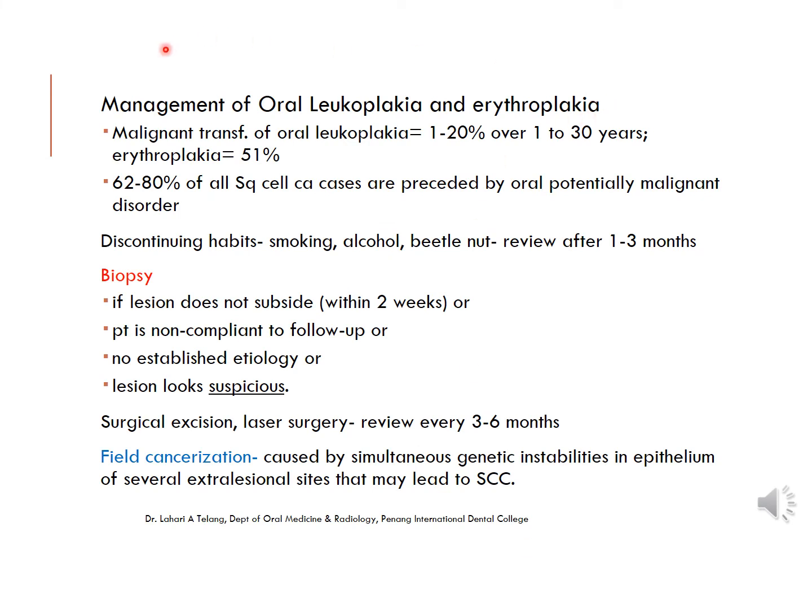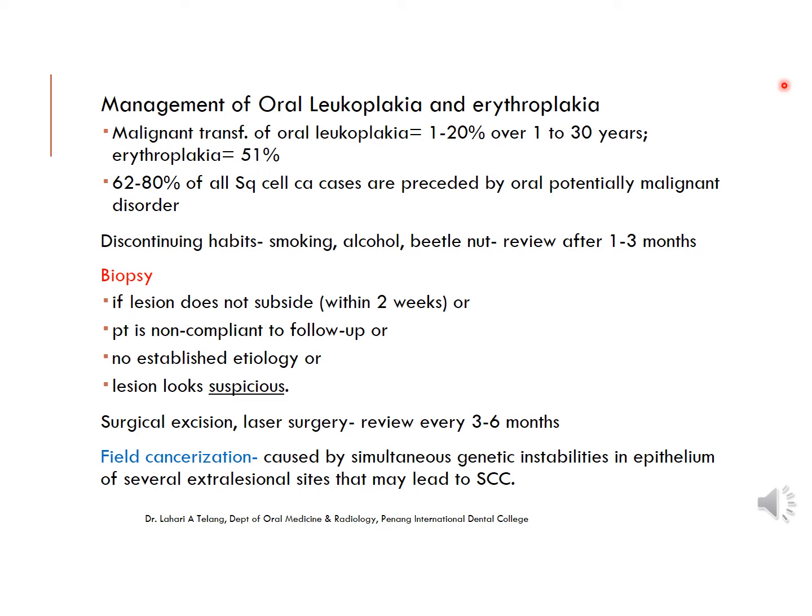So when we're talking about management of oral leukoplakia and erythroplakias, we should keep in mind that the malignant transformation of oral leukoplakias is about 1 to 20% over a period of 1 to 30 years. So it's very difficult to give answers to your patients on how soon will my white lesion become cancer? It's a very difficult question for the clinician to answer.